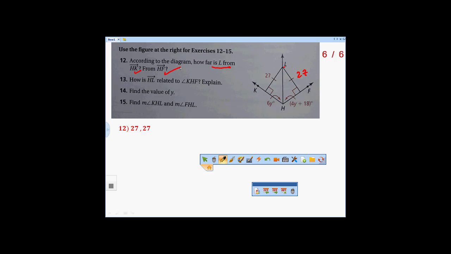Exercise number 13. How is HL related to the angle KHF? I wanted to know the relation between HL and angle KHF. We found that L is equidistant from HF and HK. So HL must bisect this angle. Then HL is the bisector for this angle. HL bisects angle KHF, and L is equidistant from HF and HK.